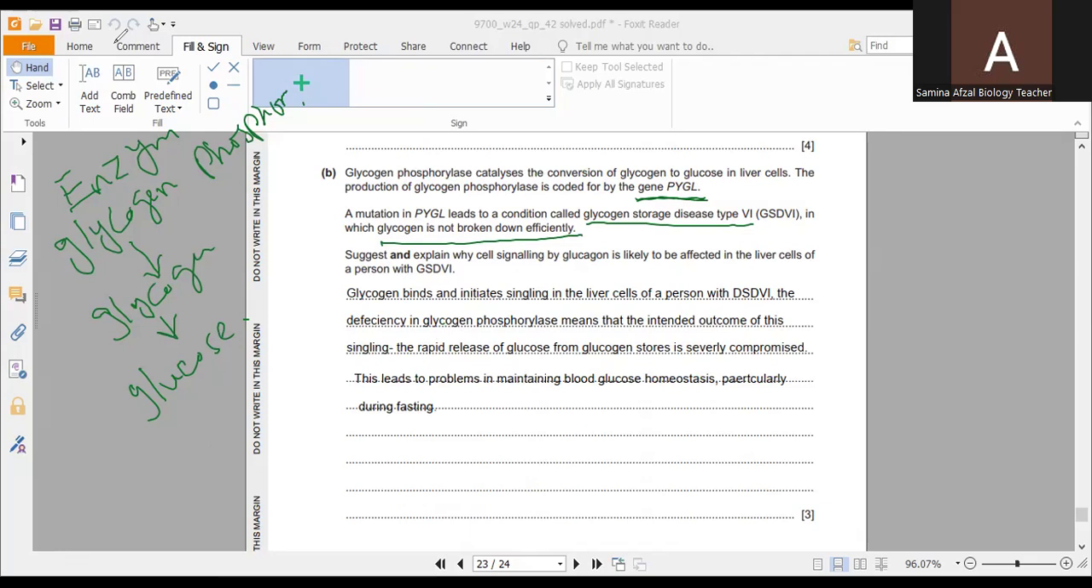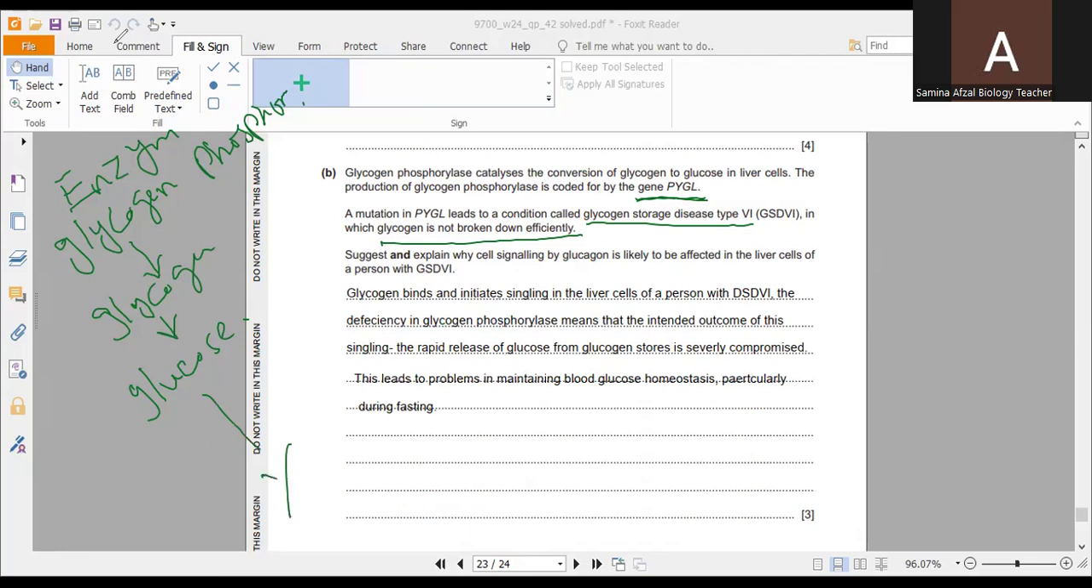So to make it up to the set point, the glucagon is secreted, and that glucagon activates the glycogen phosphorylase enzyme. This activated glycogen phosphorylase then catalyzes the breakdown of stored glycogen into glucose, which is released into the bloodstream to raise blood glucose level. But in individuals with GSD6, the deficiency in functional glycogen phosphorylase means that even if the glucagon binds to its receptor and initiates the normal signaling pathway, the key downstream enzyme responsible for glycogen breakdown is not sufficiently active.